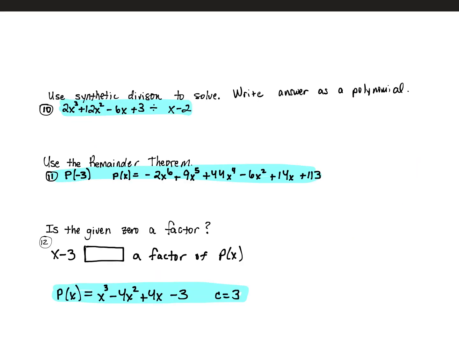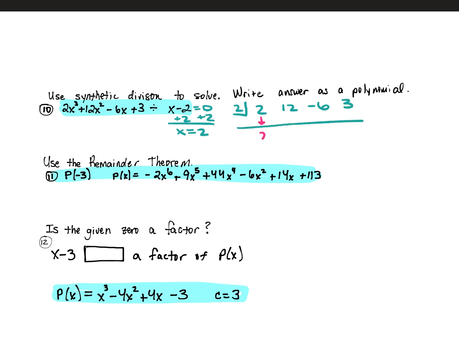For number 10, it tells you to use synthetic division to solve. You're writing your answer as a polynomial. We have 2x cubed plus 12x squared minus 6x plus 3 divided by x minus 2. Remember with these, it's going to give you the x minus 2, but you got to solve for what x is. So set that x minus 2 equal to 0, add your 2 over, you get that x is 2. So the 2 goes in your box. You have x cubed, x squared, x, and your constant. So every power is represented. You're going to have the 2, the 12, the negative 6, and the 3 on the right side.